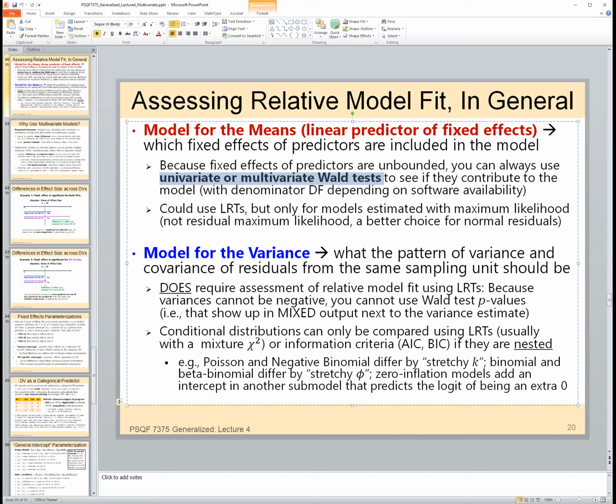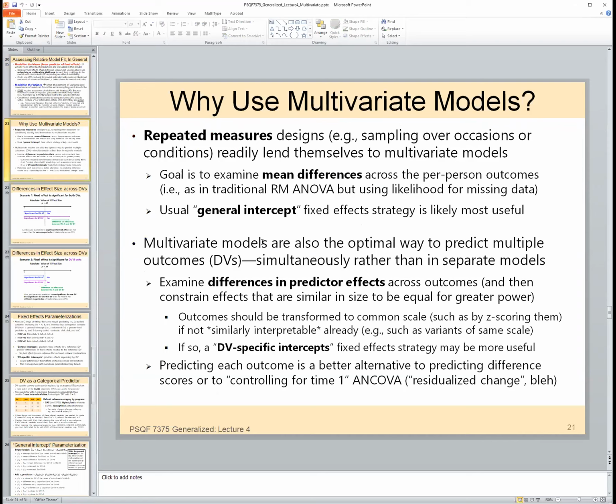Okay, let's see, what do I want to do? I'll talk a little bit more about this and then we'll jump into the example next time. That's what I want to do. So why would you use multivariate models? What are the kinds of questions that lend themselves to this approach?